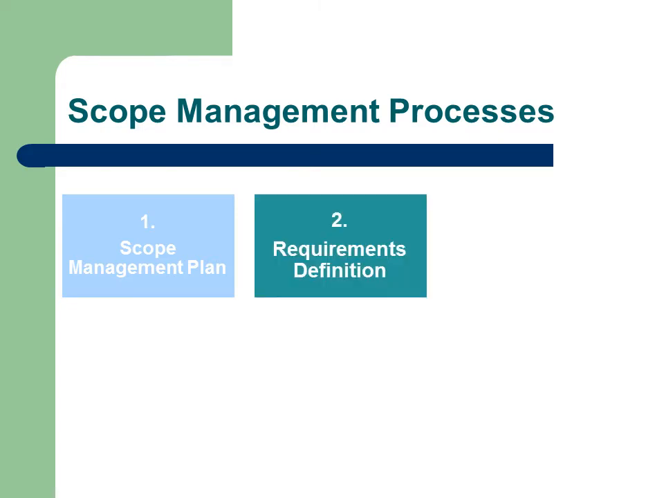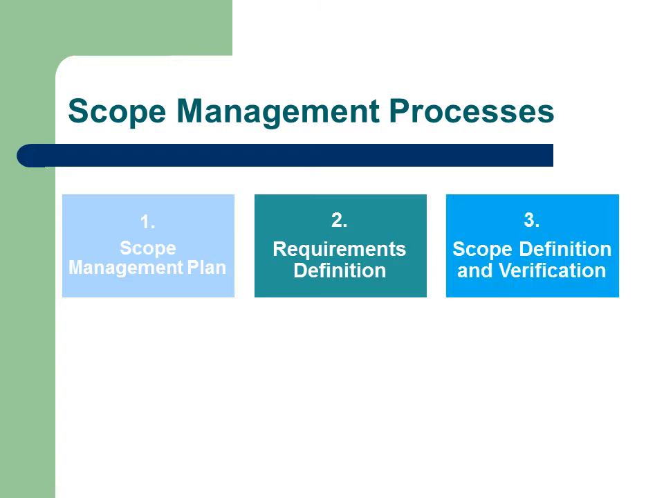The second process, Requirements Definition, is the understanding and documentation of the customer's requirements for the project. Once the requirements are known, then it is possible to define the project scope. That is, what needs to be done to deliver the product or service to satisfy the customer's requirements. At this point, the customer must verify that the scope definition is really what he or she needs.